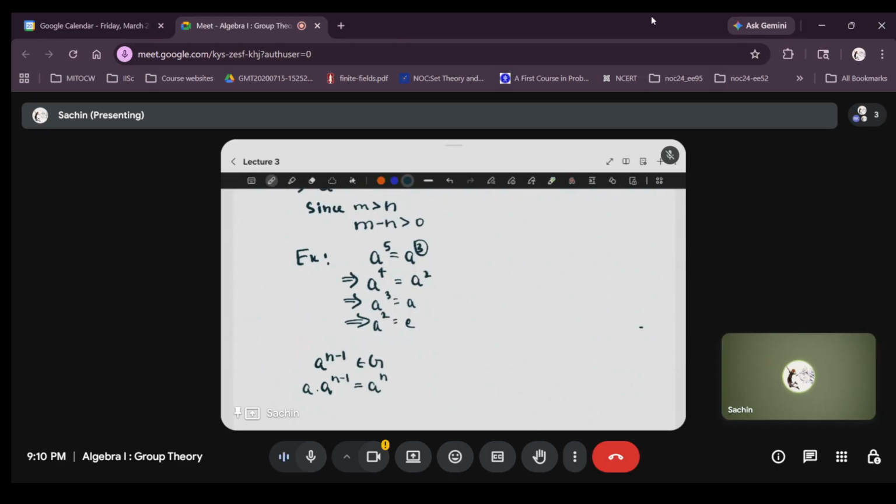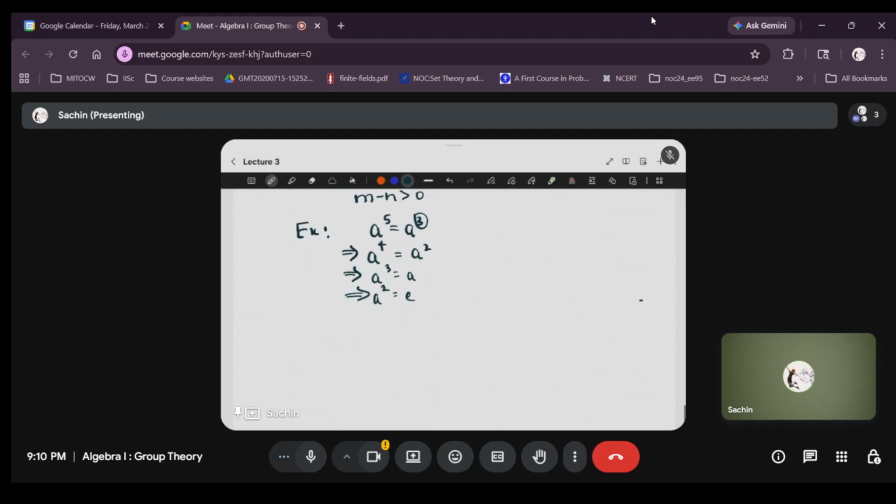Yeah. So we don't already know that some power of a is e. This is not true if G is not finite.